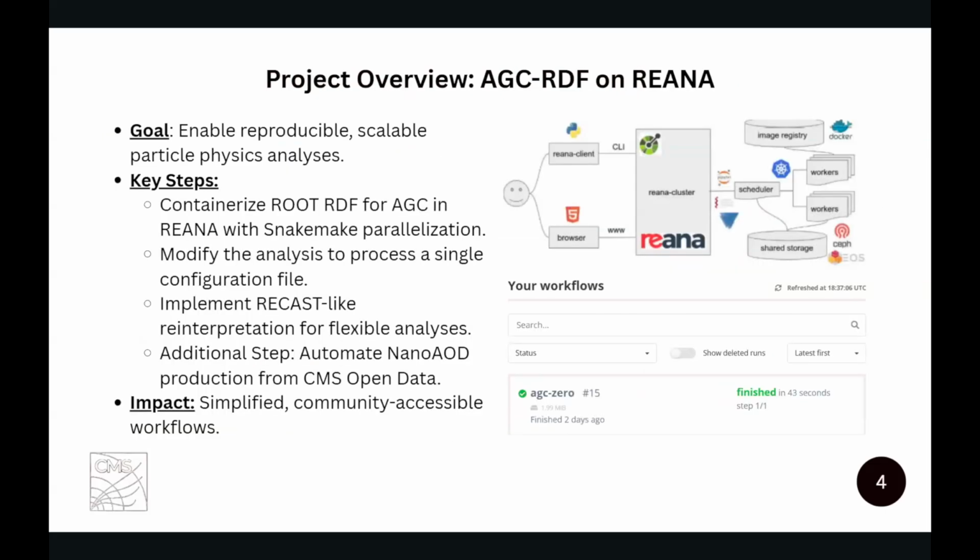So, in practice, the project consisted of 4 main goals: containerize the ROOT RDF-based AGC analysis for execution on REANA, integrate Snakemake to allow efficient parallelization of tasks, modify the analysis to run from a single configuration file, enabling automated reinterpretations, and finally, extend the workflow to support NanoAOD datasets from CMS Open Data. The overall impact is a simplified, reproducible, and community-accessible workflow for particle physics analyses.